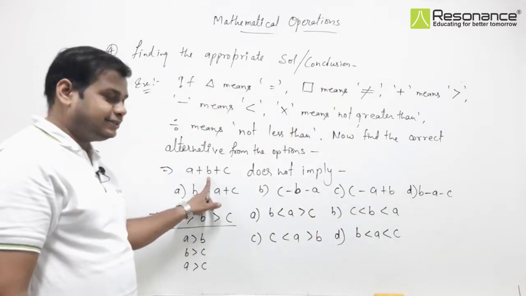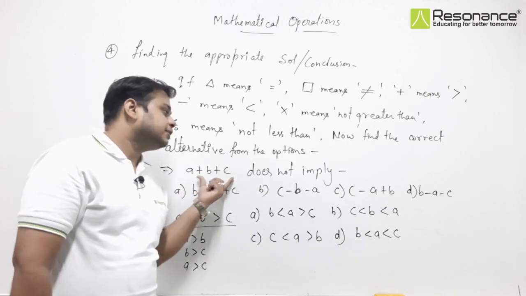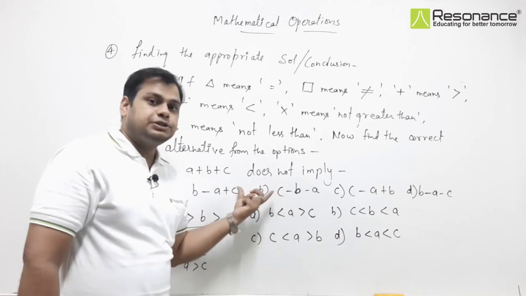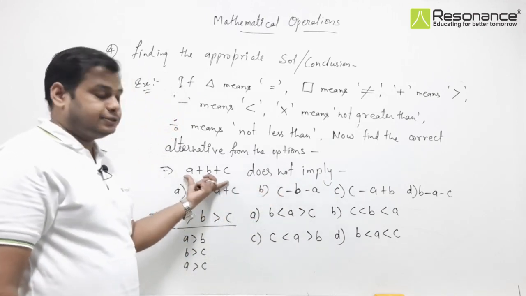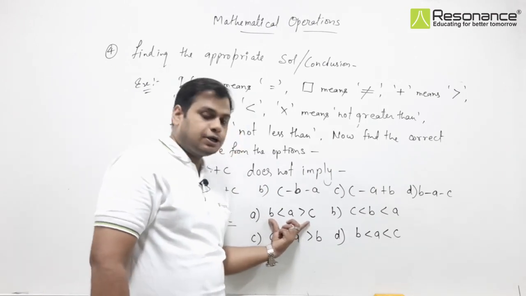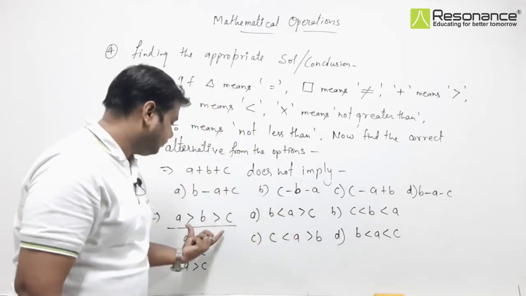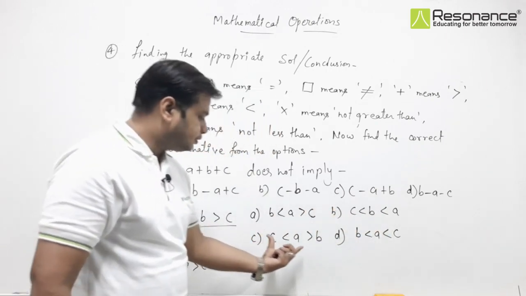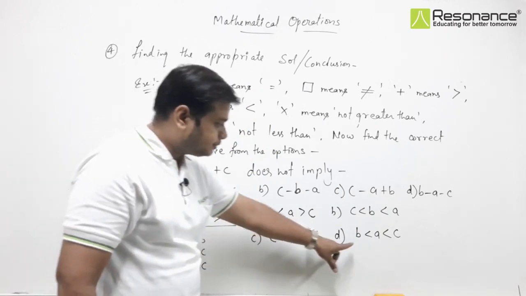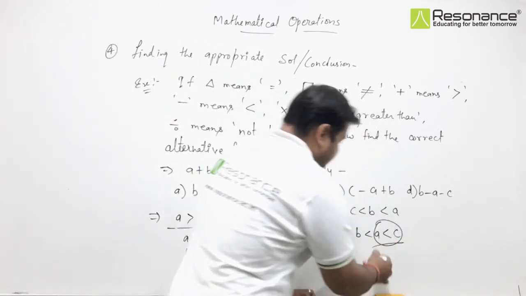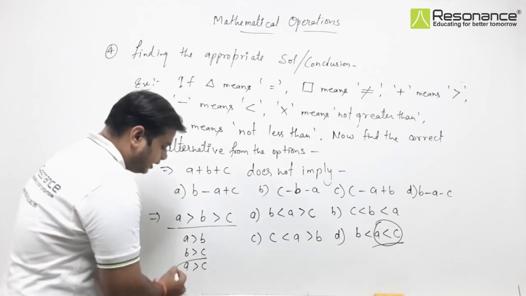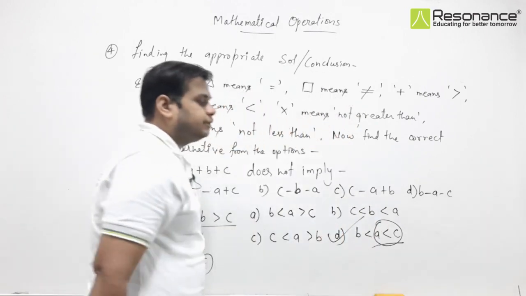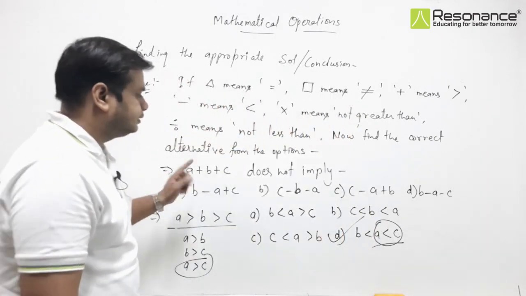Now, we can see what the question asked. A plus B plus C does not imply. That means we have to find the option which does not follow this kind of condition. In the first option the given equation is following this condition. In option B it is clearly following this condition. In option C also it is following the condition, but in option D we can see A is less than C, but it is not possible. Why? Because A is always greater than C. So option D is not possible, that is why option D is the answer of this question.